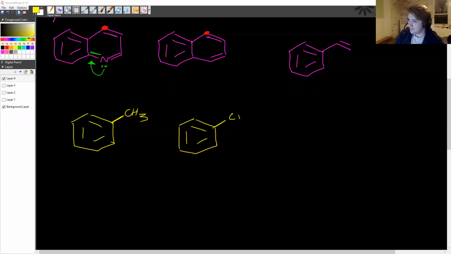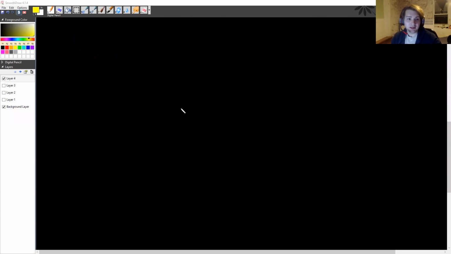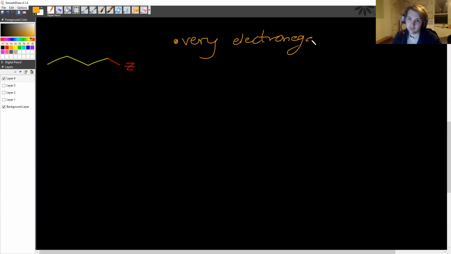Okay, so this is what I'm going to tell you. If you have a position Z like this, and at position Z you have a very electronegative atom, or you have a positive charge within the Z group.